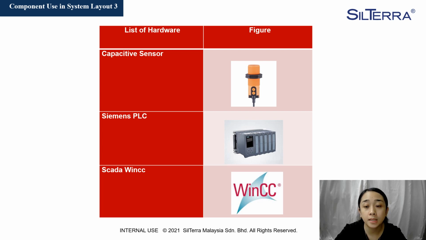And the last component is SCADA WinCC, which is supervisory control and data acquisition WinCC. It's a popular and powerful human-machine interface (HMI) and supervisory control and data acquisition (SCADA) software developed by Siemens. It is used to visualize and control industrial processes in real time. WinCC is part of the SIMATIC HMI product family by Siemens, which is widely used in various industries for process visualization and automation.